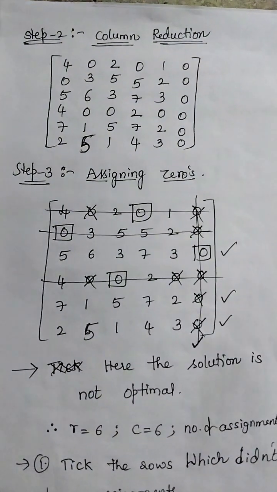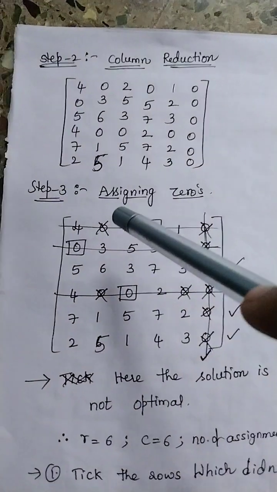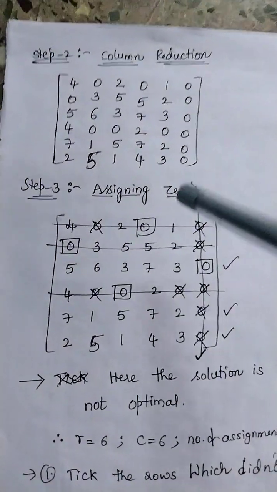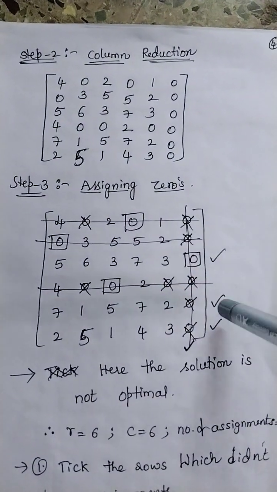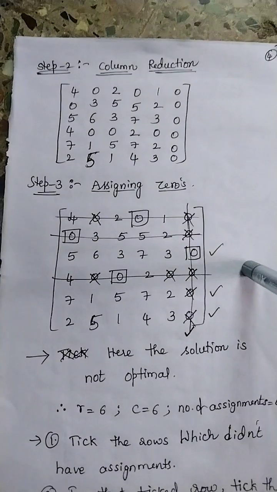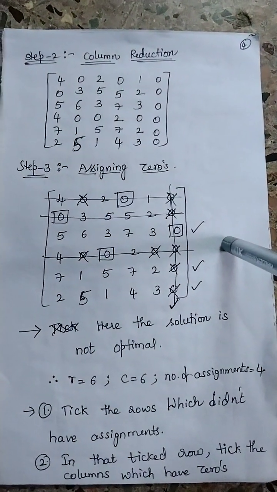But we didn't get the optimal solution. Why? Because there are how many rows? There are 6 rows. How many columns? There are 6 columns. But the number of assignments is only 4. That's why we are going to use chain of marking. That is the next step in your Hungarian method.